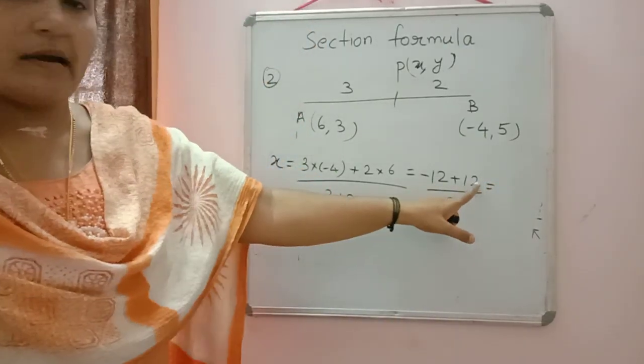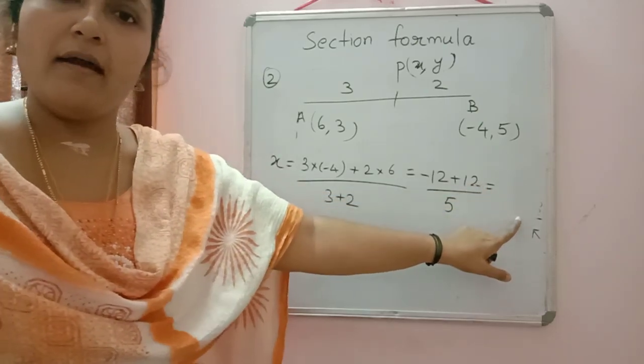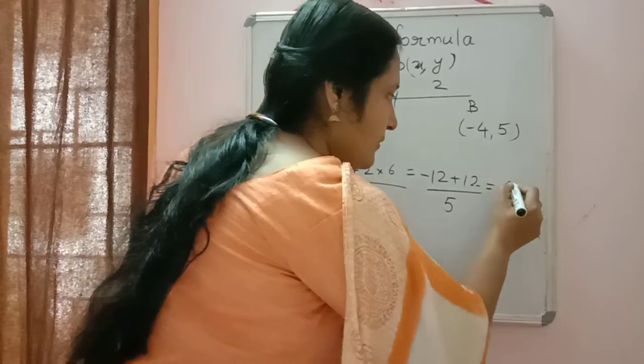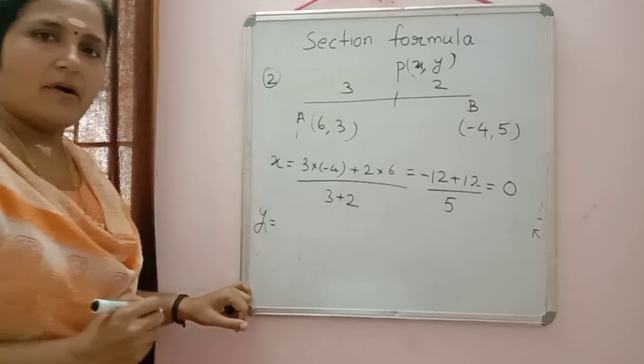Minus 12 plus 12 will be equal to 0. 0 divided by any number? 0. So the answer will be equal to 0. Similarly, we will calculate the y coordinate now.